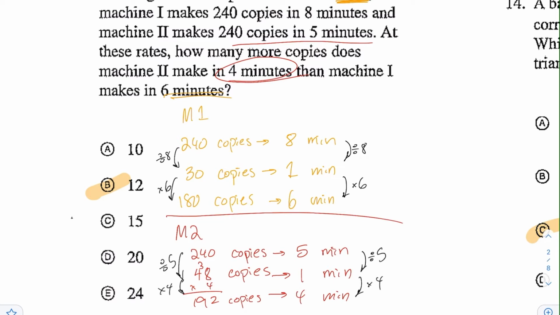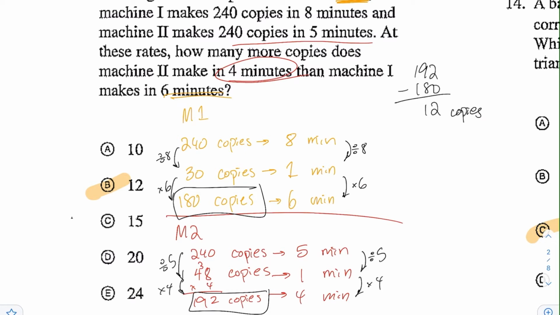So when you compare the two final answers, you have 180 copies for machine 1 versus 192 copies for machine 2. And 192 minus 180 is 12 more copies. So that's going to be choice B.